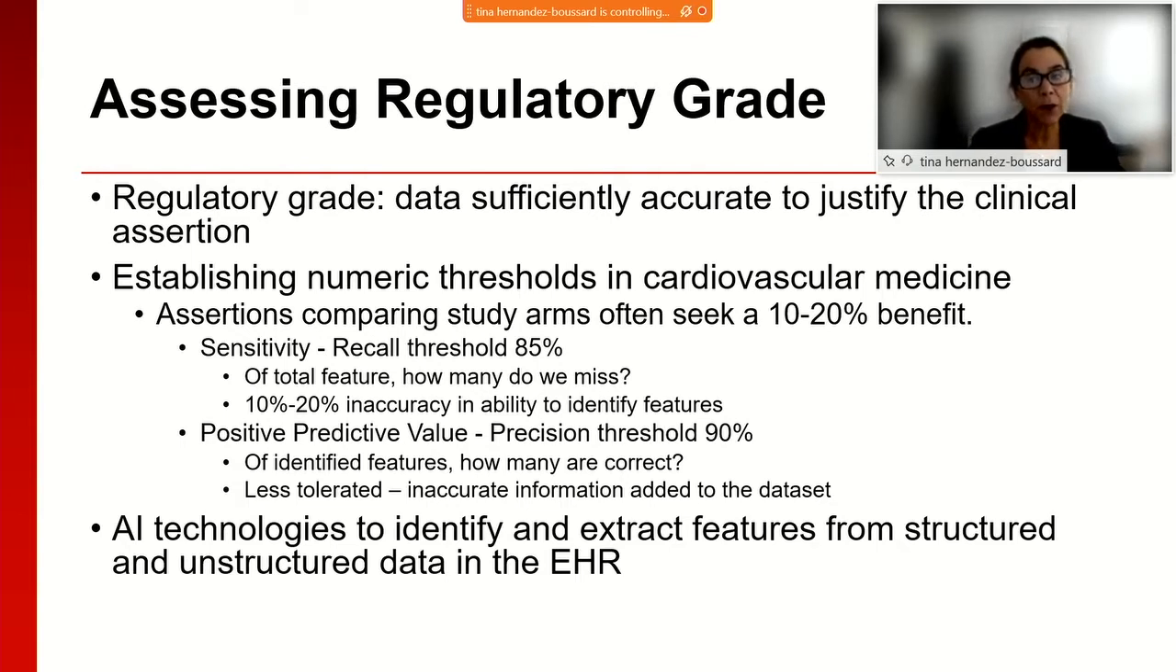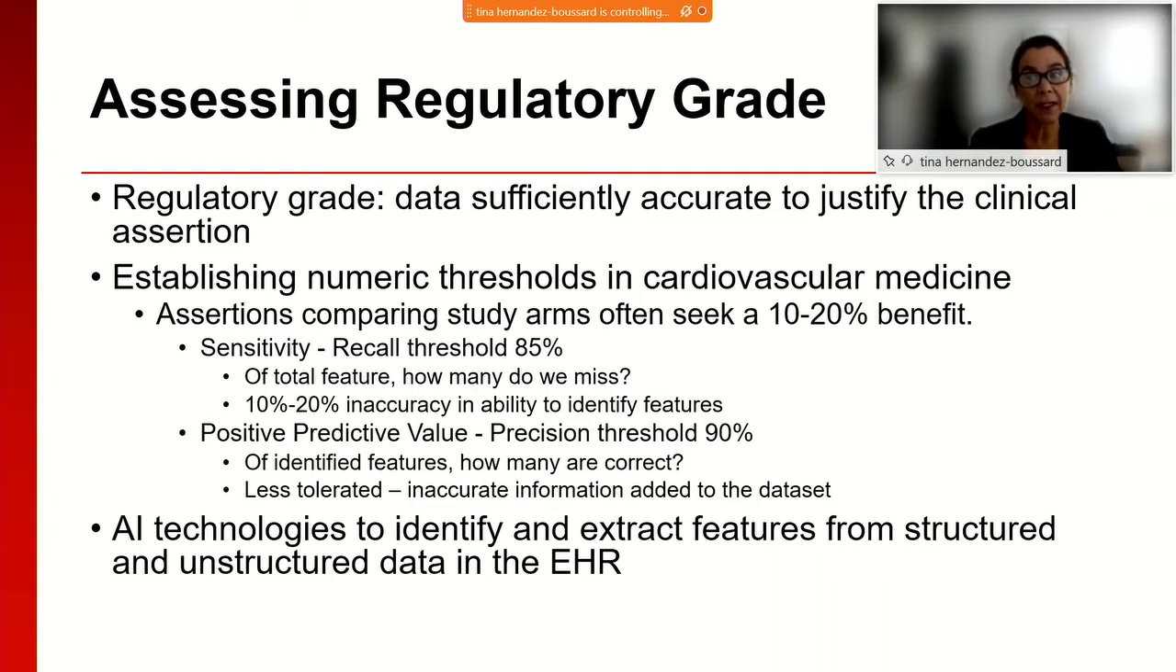Therefore, we set a recall threshold of 85%. Recall or sensitivity tells me that of the total features we identify, how many do we miss? So a 10 to 20% inaccuracy in the ability to identify features roughly translates to what is being used in the randomized control arms to compare trials. We want to be sure that we aren't more than 20% inaccurate so we can meet that threshold of comparing arms. We then set the precision threshold to 90%.